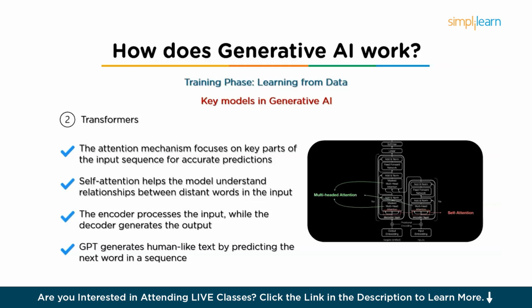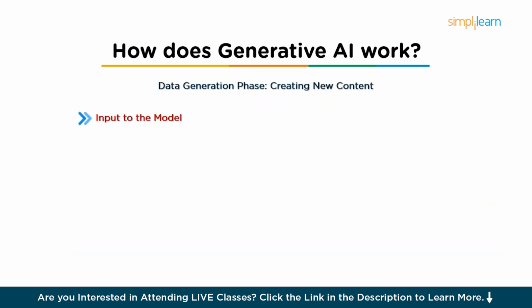Now, once the training phase is done, the next phase is the data generation phase, which is creating new content. The data generation phase is where the trained generative AI model uses the knowledge it has gained from training to create new content. This phase involves several steps, and the type of content it generates can vary significantly depending on the model and the input provided. So the first step is input to the model.